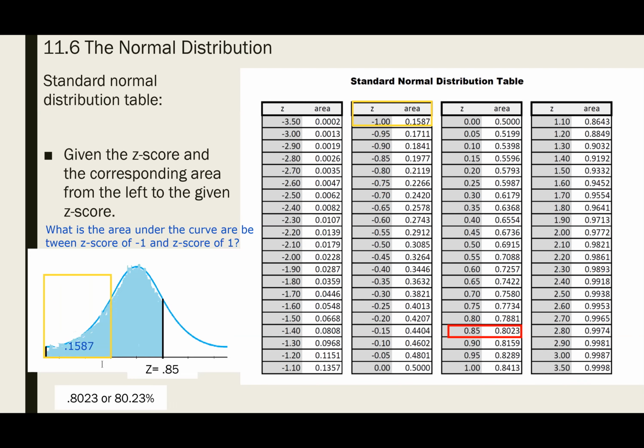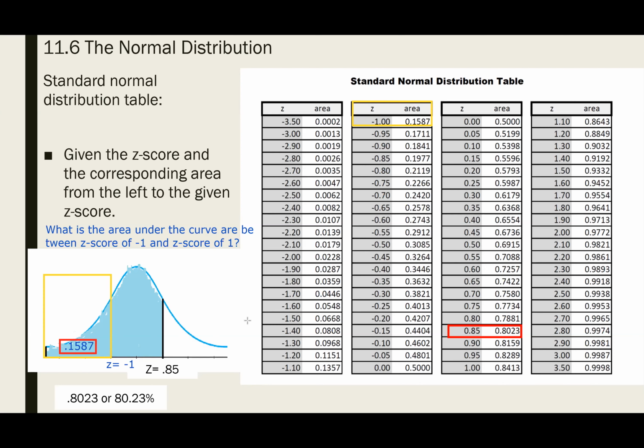Everybody still with me here? Again, this is my z-score. Z equal to -1 tells me that 0.1587 is the area to the left of that. Okay.